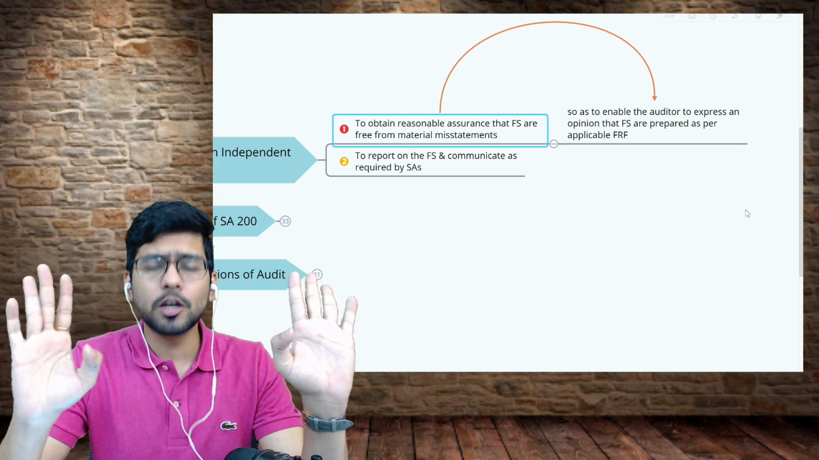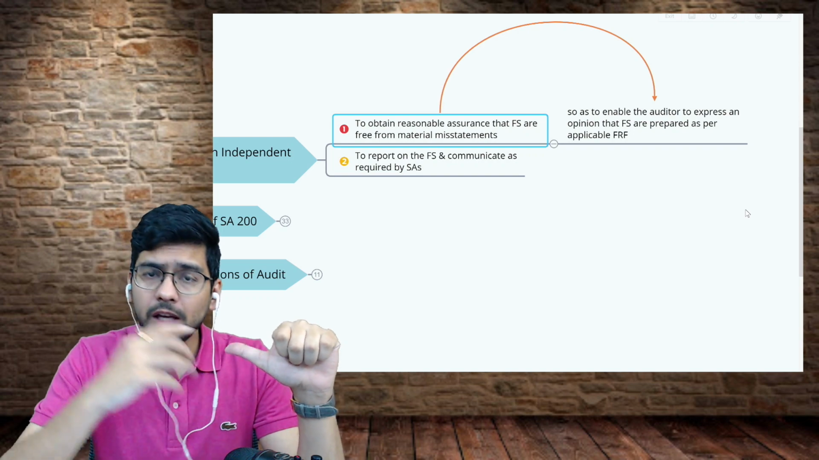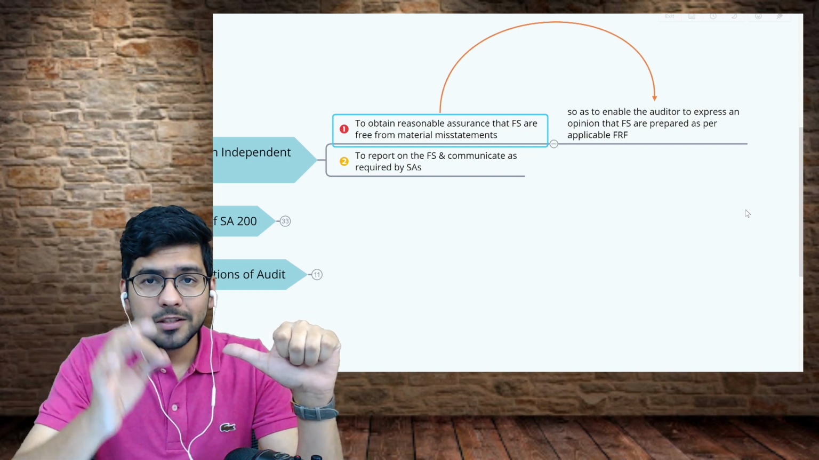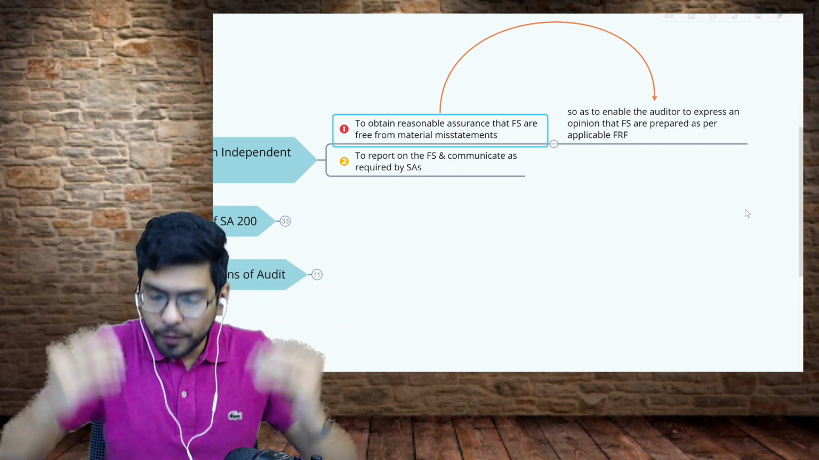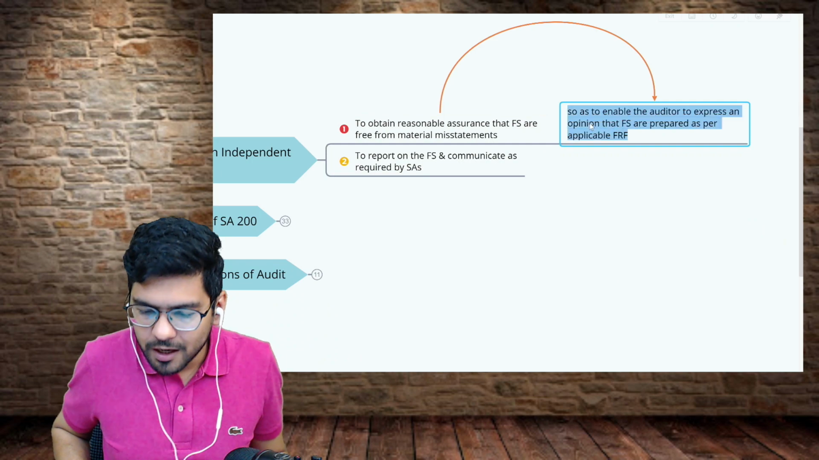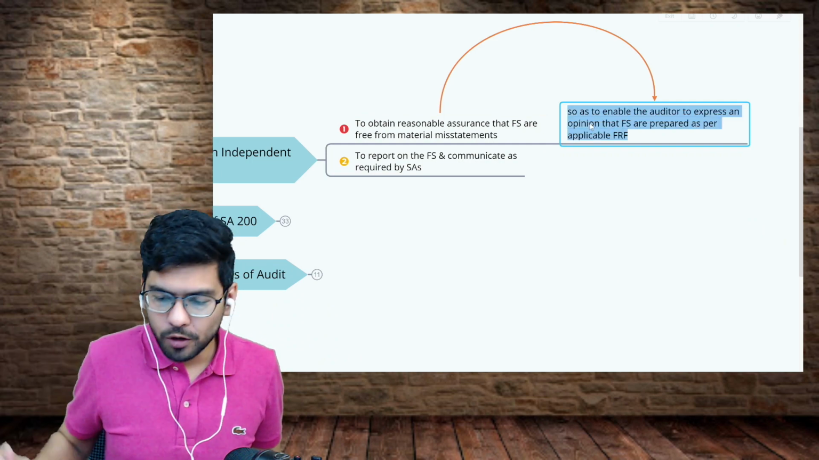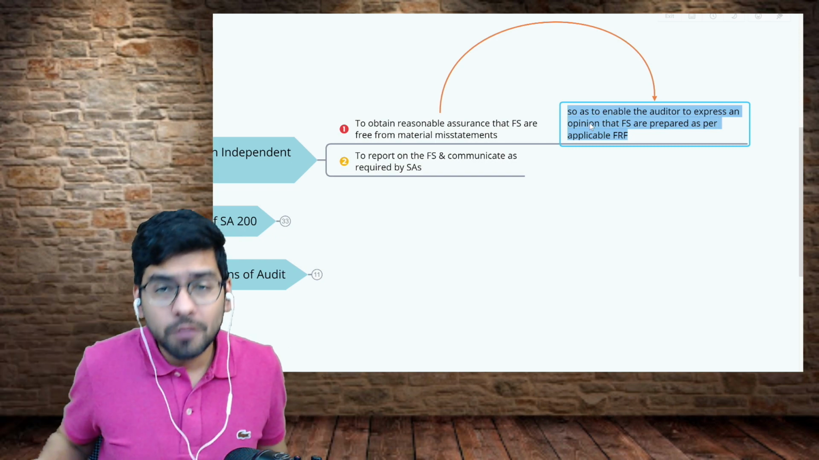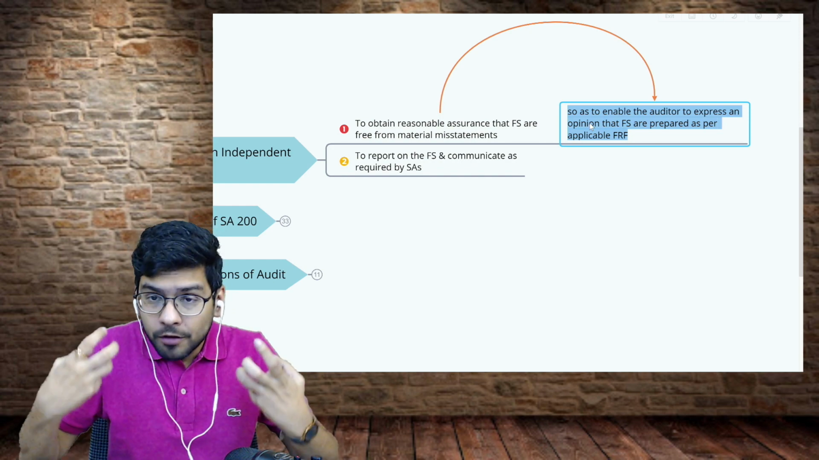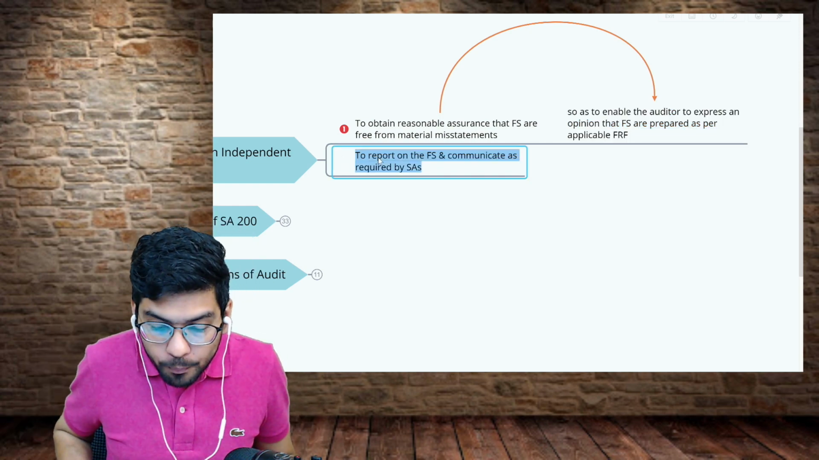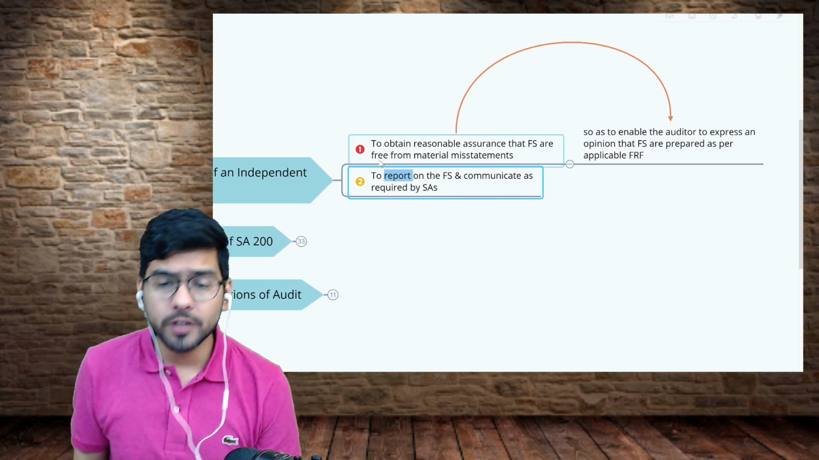Remember three words when I say objectives of the independent auditor. First is reasonable assurance. He gives reasonable assurance that the financial statements are free from material misstatement. How does he give this reasonable assurance? In the form of an opinion that the financial statements are prepared as per the applicable FRF. FRF is Financial Reporting Framework. Does he give his opinion verbally? No, he needs to give it in written format, in his report. Finally, we have to report on the financial statements and communicate as required by the standards on auditing. So this is the objective of an independent auditor.